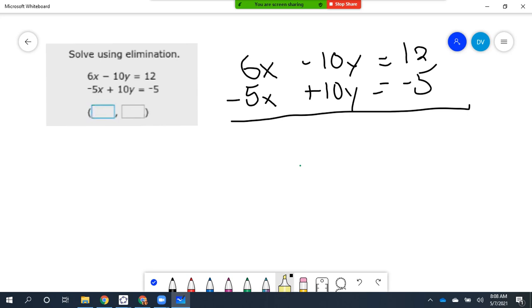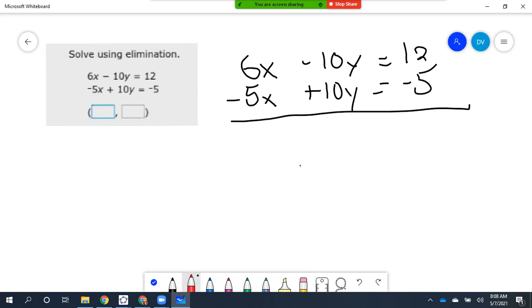And just let me say, if we don't have what we need, and we're going to see those kind of problems in a minute, when that does happen, we will make it to be the way we need it to be. This one's already set up for us. So all we're going to do is add everything across the board.